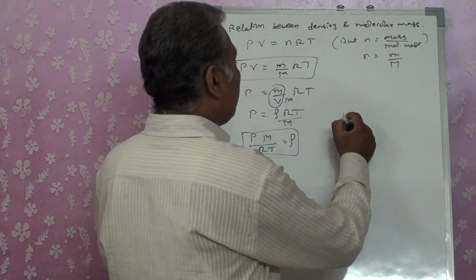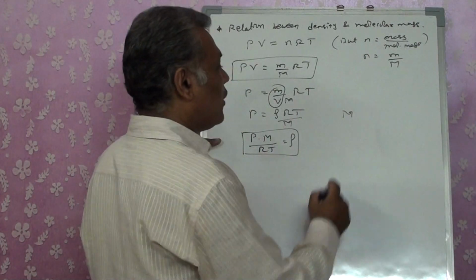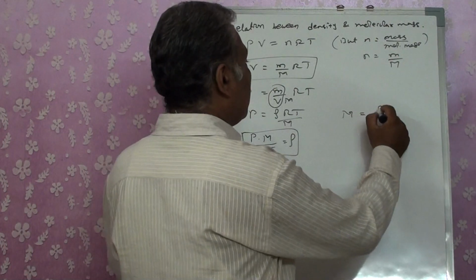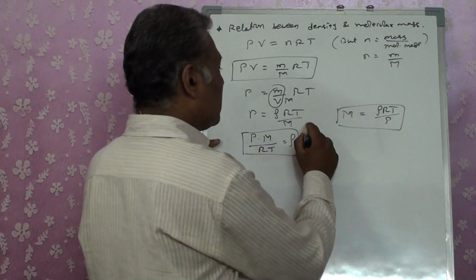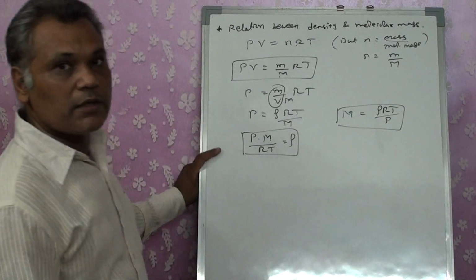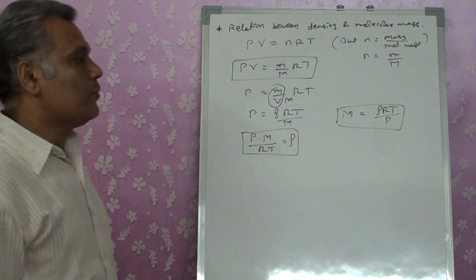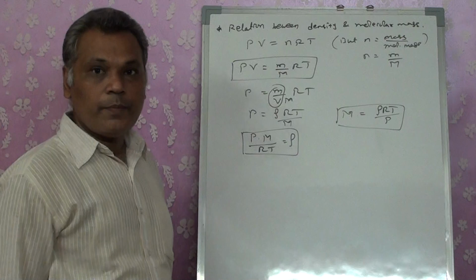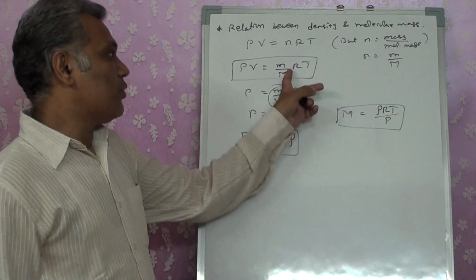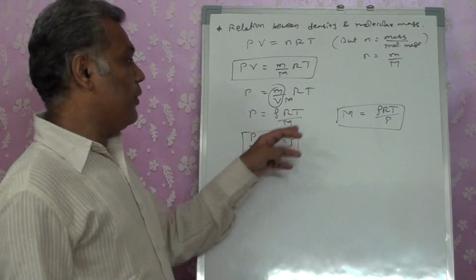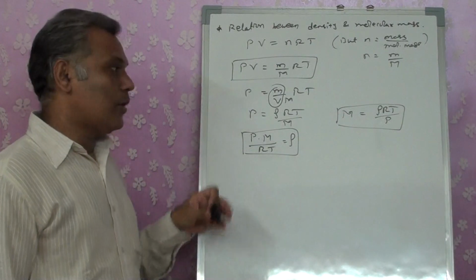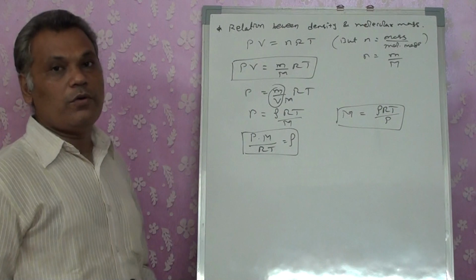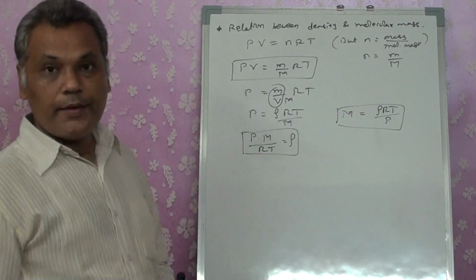From the given equation, if I make molar mass the subject, we get M is equals to rho RT by P. So depending upon the question that has been asked, we will be using a different equation to calculate the given unknown term, right?